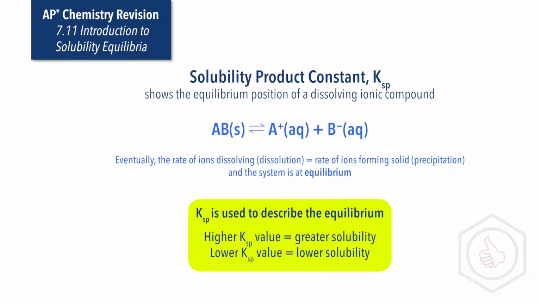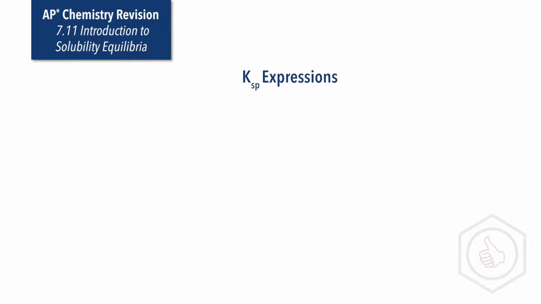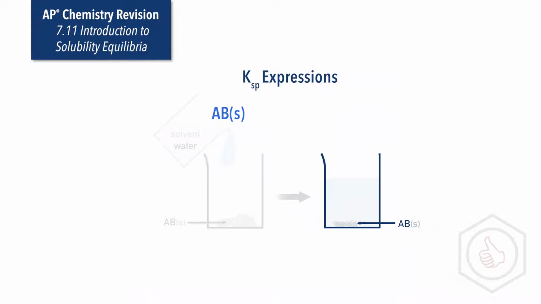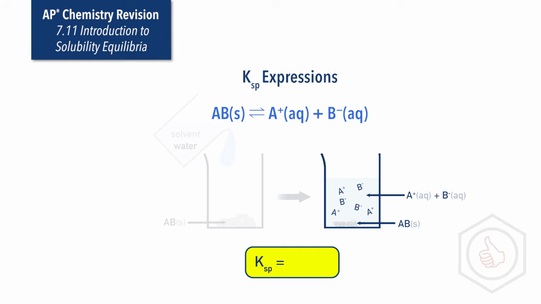To write a KSP expression for a given salt, we first must write out the reaction. So for the example just given, AB (s) goes to form A+ (aq) plus B- (aq). The KSP expression then would simply be KSP equals the concentration of A+ times the concentration of B-. Because remember, we don't include solids in equilibrium expressions.